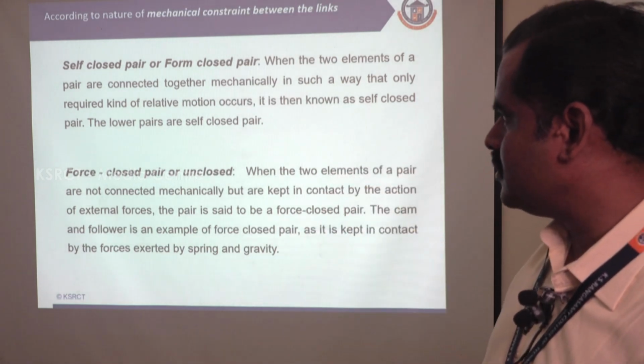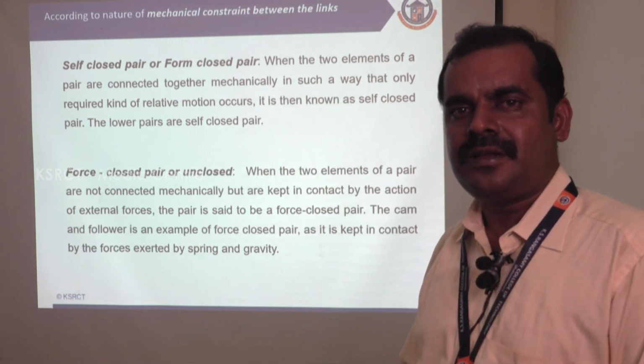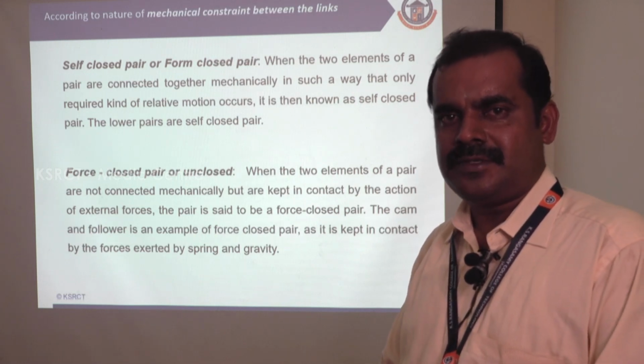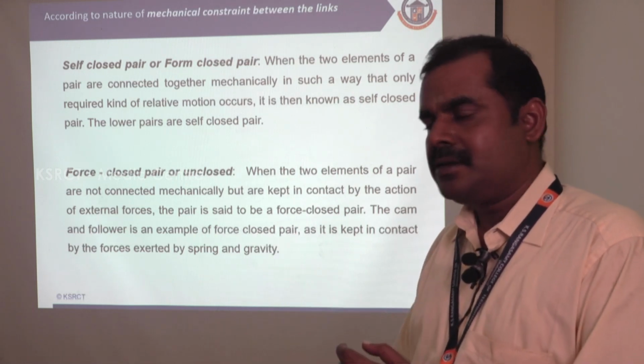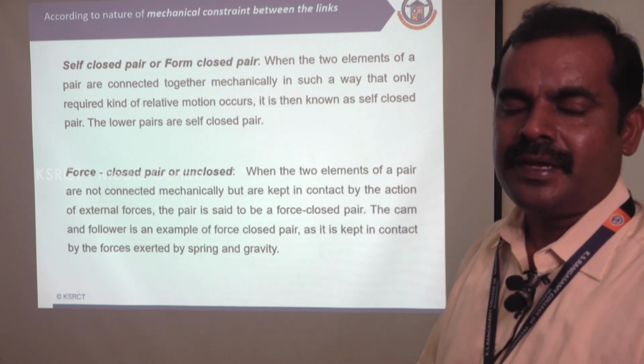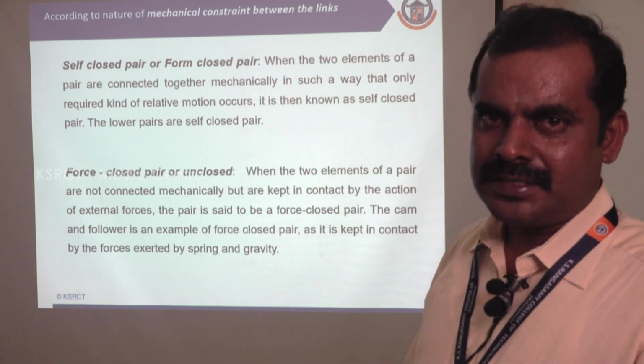So second one, force-closed pair or unclosed pair, we are having external force or we are having external element to have a constrained motion. It is called as unclosed pair or force closed pair. The example is cam and follower mechanism, where we are having a pre-stressed spring to constrain the motion.